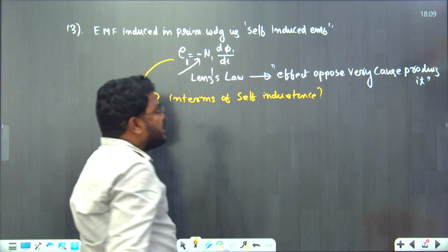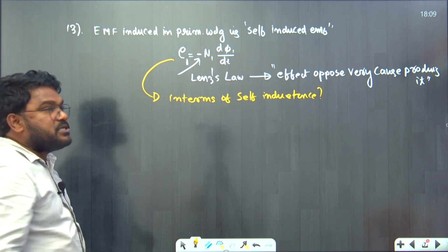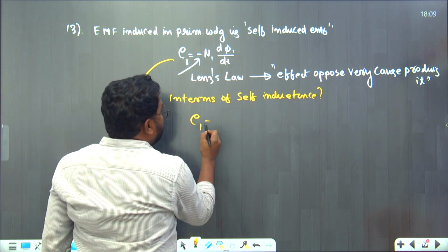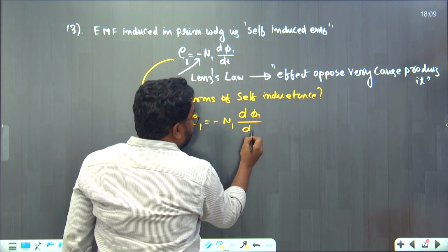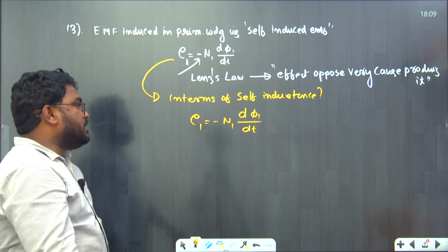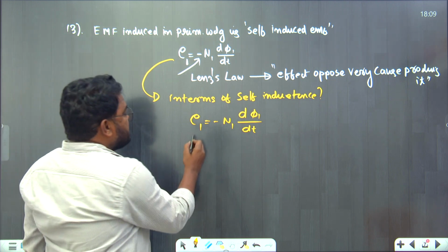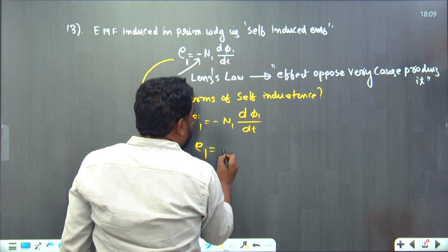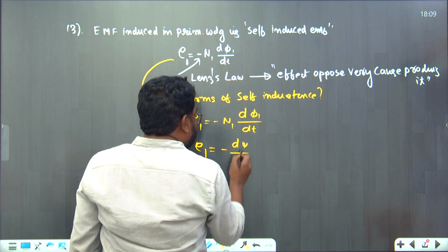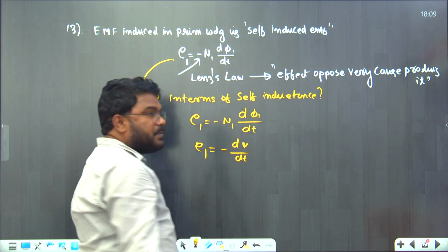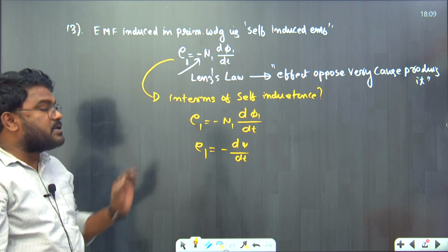This is the self inductance. So now let us take this equation: E1 is equal to minus N1, the differentiation of the flux phi 1 with respect to dt. Now this equation can be written as minus d psi by dt. The number of turns multiplied by flux is nothing but flux linkage.